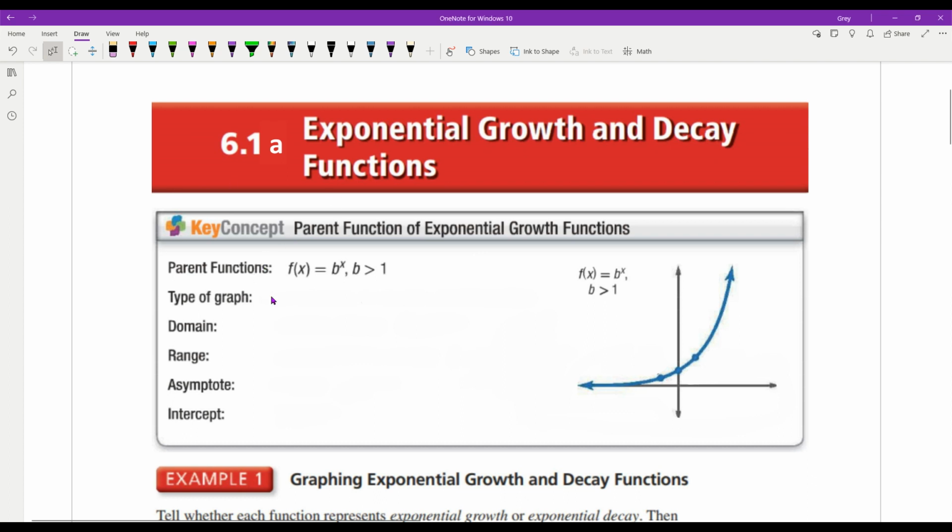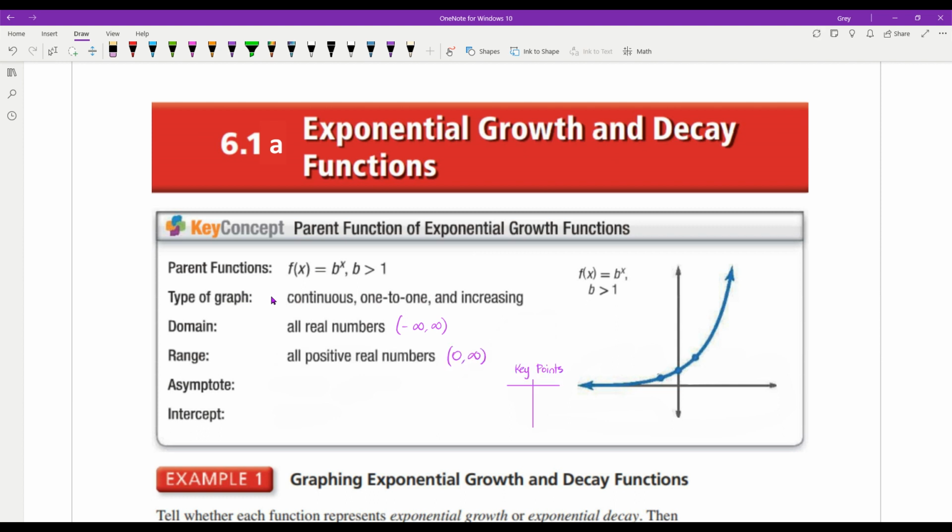So what do you need to know about this graph? It is continuous. It is 1 to 1. And it is always increasing. The domain is all real numbers, also written in interval form as negative infinity to positive infinity. The range is all positive real numbers, that's 0 to infinity, and does not include 0. Your asymptote is the x-axis, which is the equation y equals 0, and you have an intercept of 0, 1. Those are key features that are on every parent function, y equals b to the x.